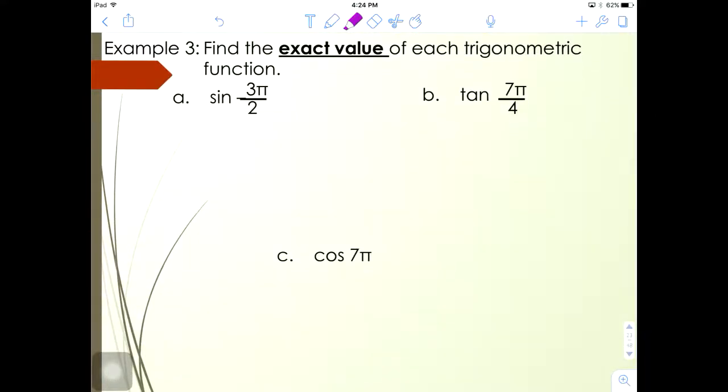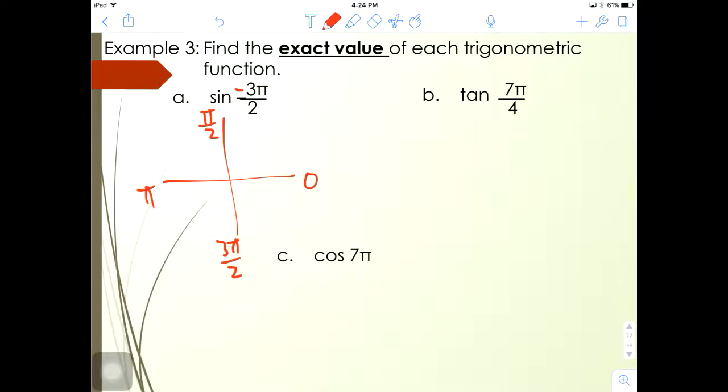Here's another example. We're looking for special coordinates, so you need to know the exact value of these right here. So let's take a look. First of all, 3 pi over 2. You should know that 3 pi over 2 is a special angle. It actually goes like this: 0, pi over 2, pi, and 3 pi over 2. But we're looking for, this is actually negative 3 pi over 2.